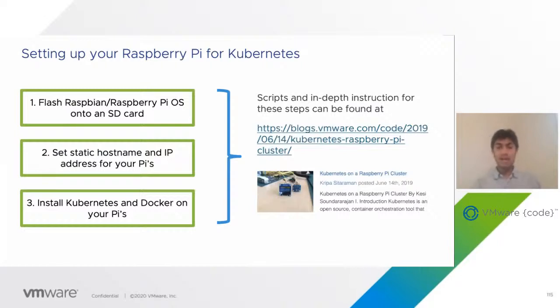So before we can get set up with that first step of getting Docker and Kubernetes on the Pis, there's a couple things you have to do if you're just getting started from the get-go. And that's flashing Raspbian or Raspberry Pi OS onto an SD card, setting a static hostname and IP address. That's pretty important, because without a static hostname and IP address, it's going to be really hard to join your worker nodes. And then finally, we can get to installing Kubernetes and Docker on your Pis. And I've actually written a blog post about this that can be found on VMware Code, and it has a lot more in-depth instruction and scripts if you want to actually follow along and do this yourself.